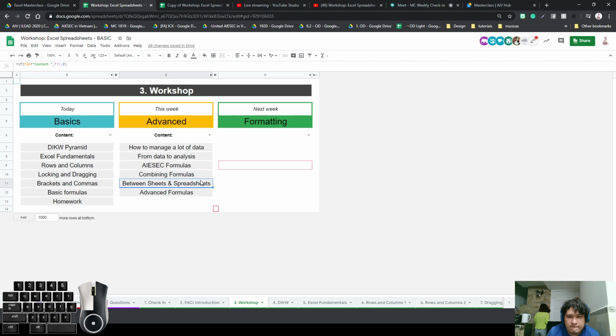We're gonna understand how to go from one sheet to the other, from one spreadsheet to the other. When I say go, I mean for data to go from here to there and there and there, and then become something and then change the color. That's the kind of thing I mean between sheets and spreadsheets. And we're gonna get some advanced formulas. Again, definitely these are not advanced formulas; these are intermediate formulas.